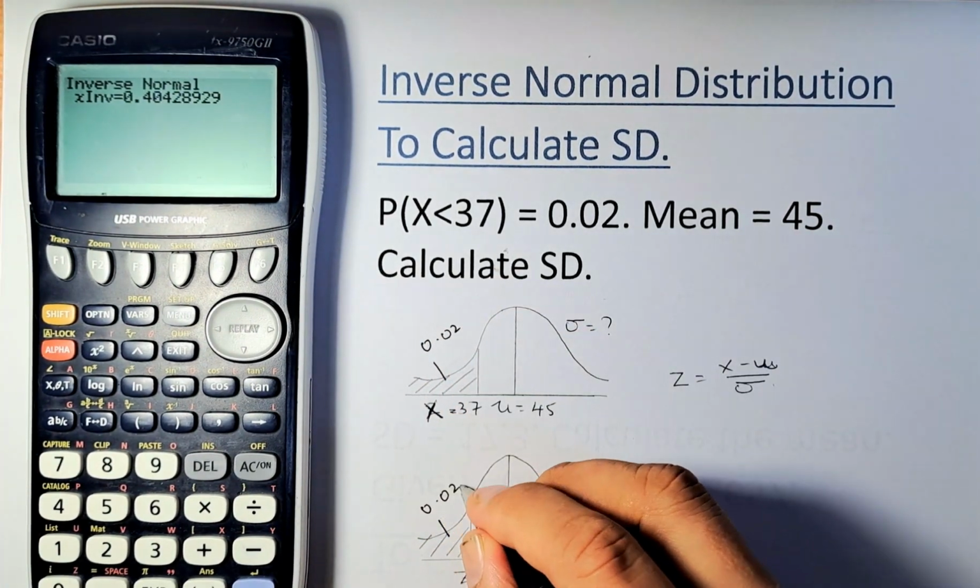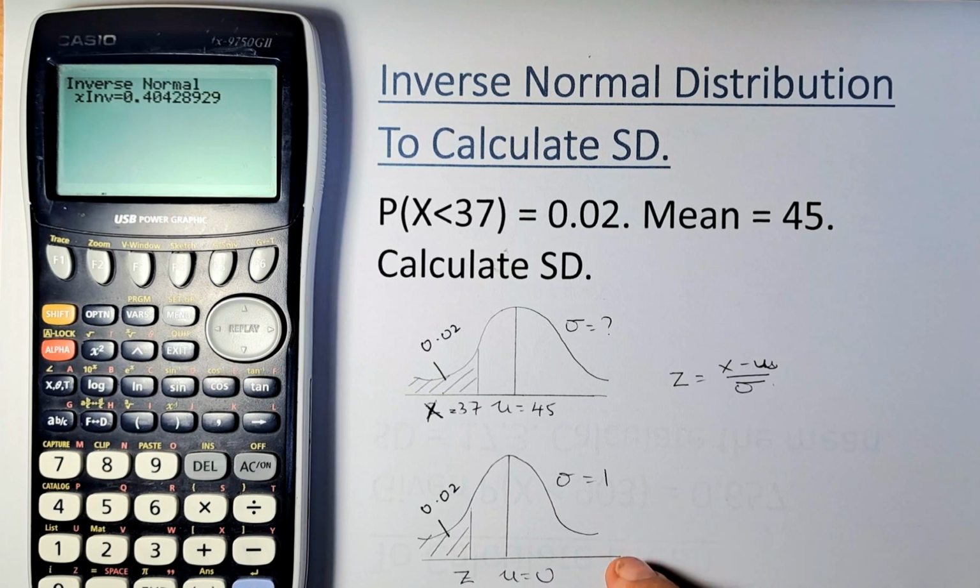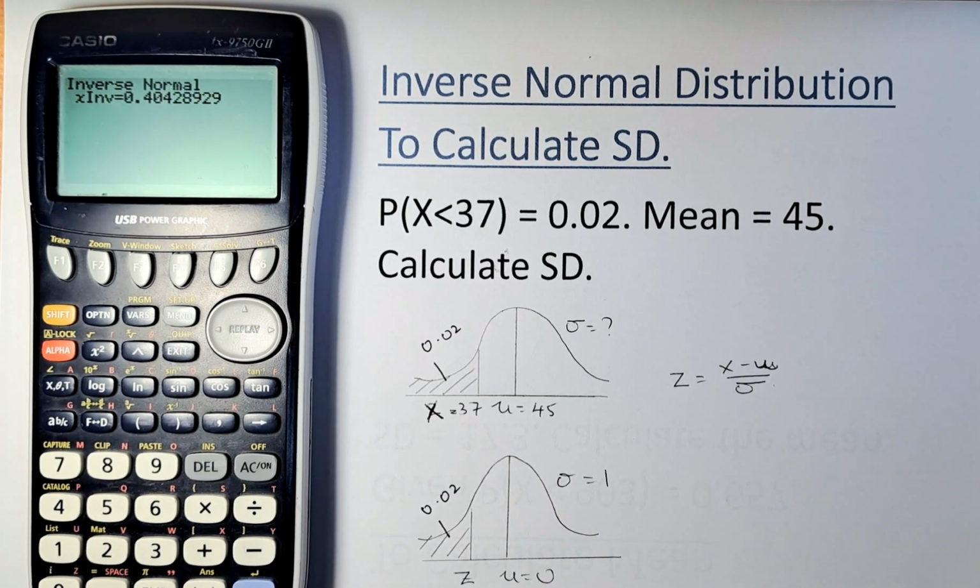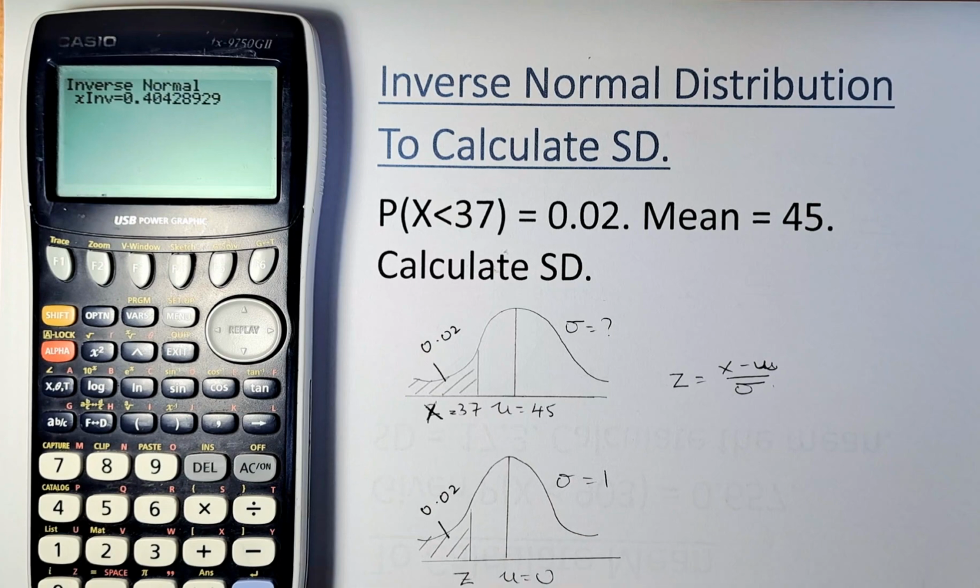They are symmetrical, they are the same. It's just that this is standardized, this is not standardized. Okay, so standardized means your sigma becomes 1 and your mean becomes 0. Okay, so now we're going to input the data into the calculator to calculate your z value.